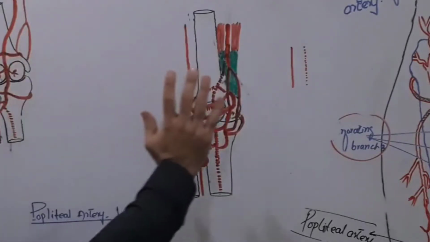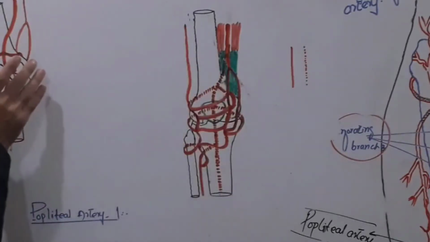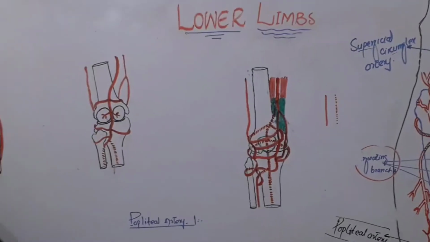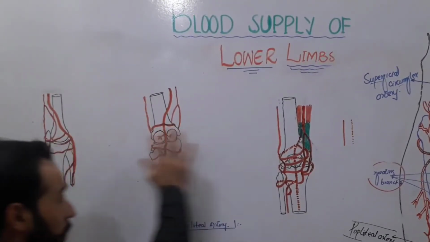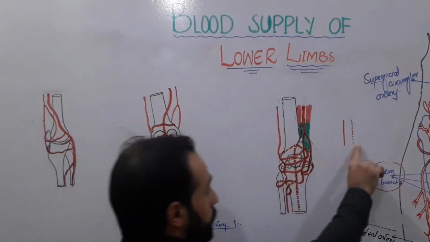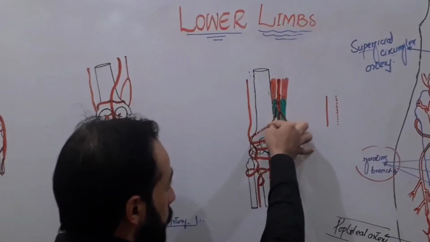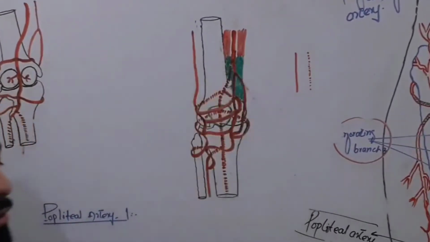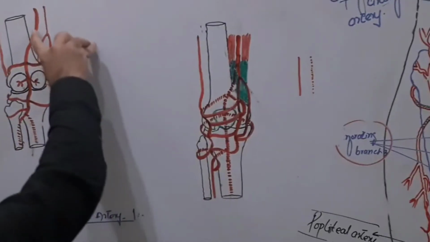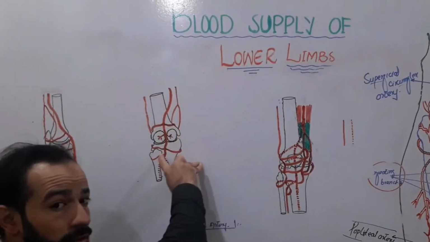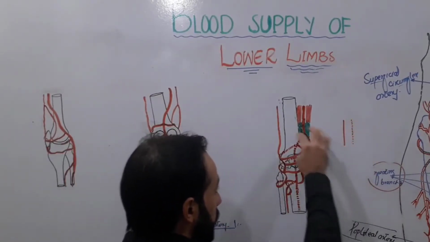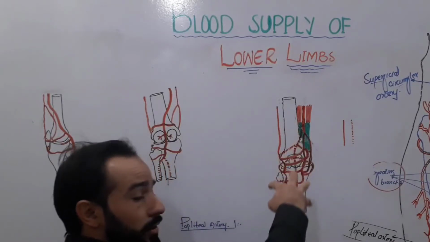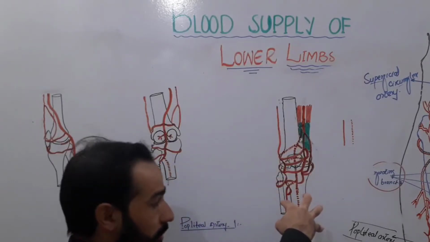As you can see, this is the anterior view, this is the posterior view, and here is the lateral view. So we will see all these branches. This dotted line shows that this artery is present on the posterior aspect of the knee joint, as I have shown here. Next, this dark line shows that all these arteries are present in the anterior aspect of the knee joint.